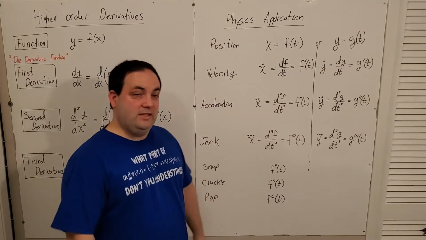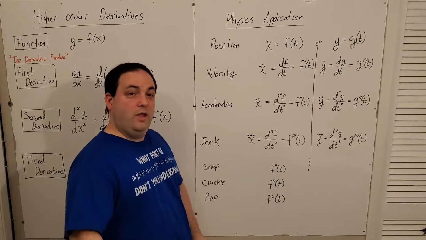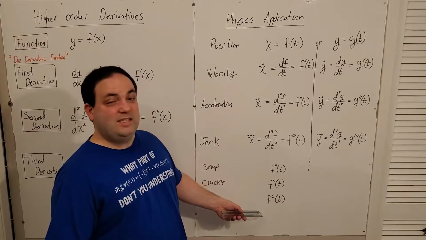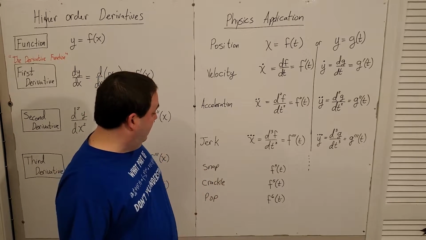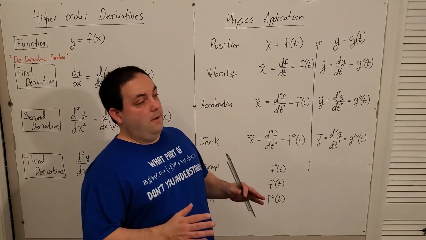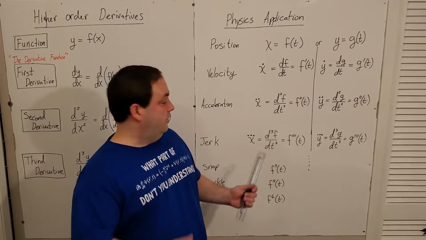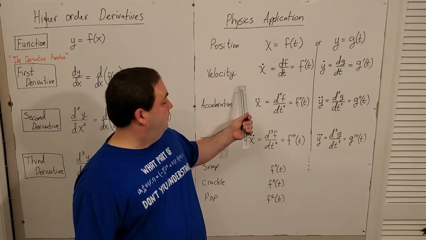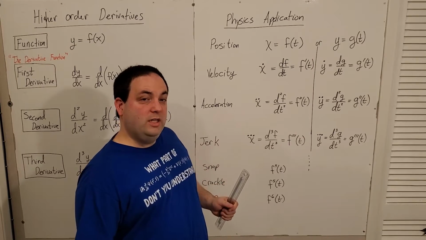Now in physics, they take it pretty far, depending on the application, right? They also have a name for the third, fourth, fifth, and sixth derivatives. The jerk is the third derivative, because if you think about your acceleration, it measures how quickly your speed changes, your velocity changes, right? Then what measures how quickly the acceleration is changing?